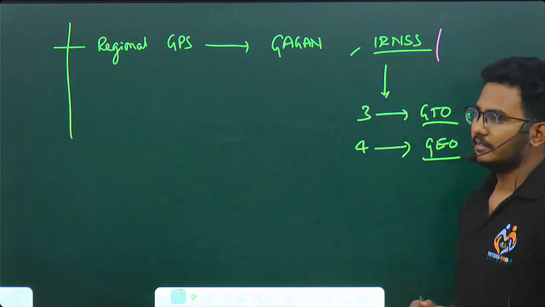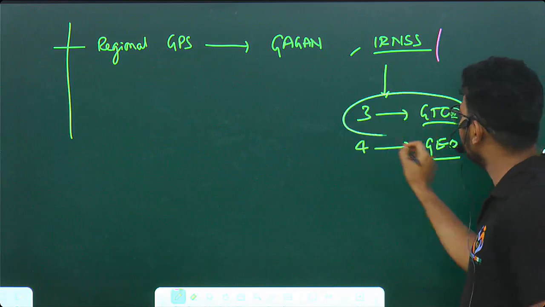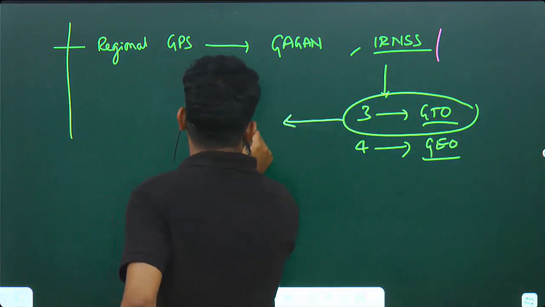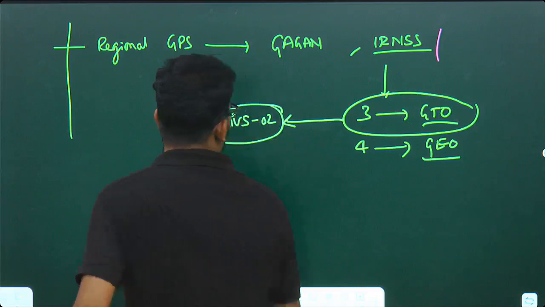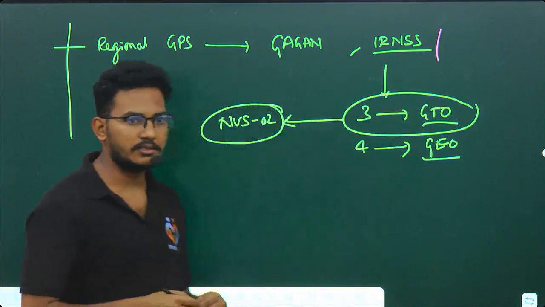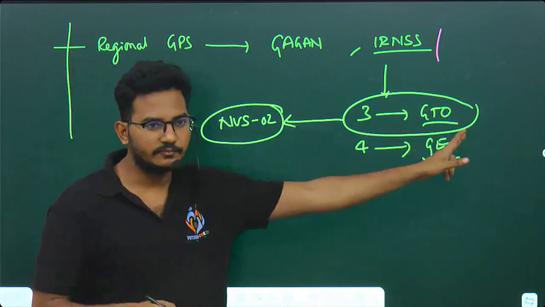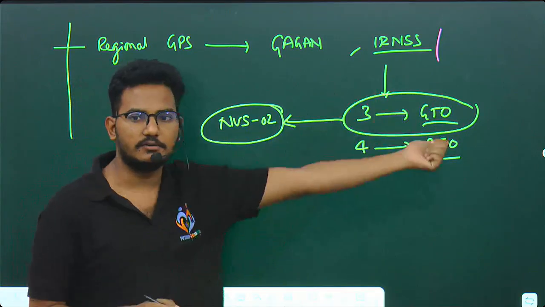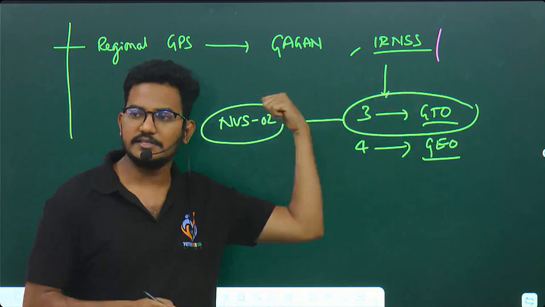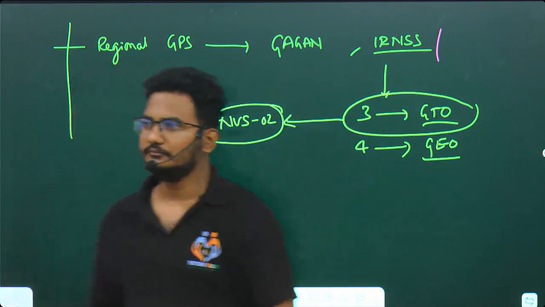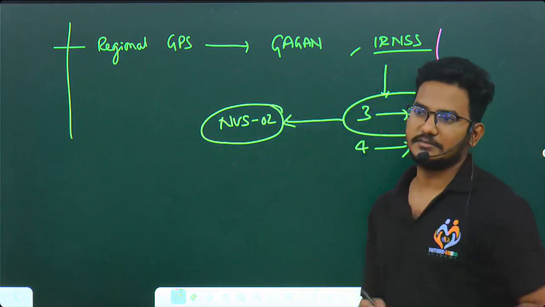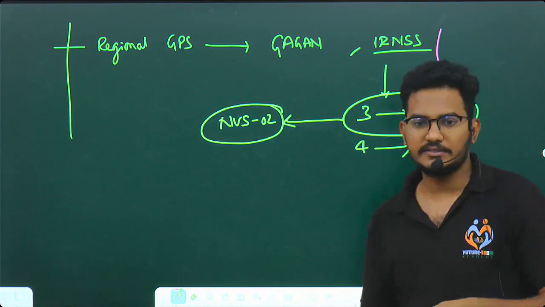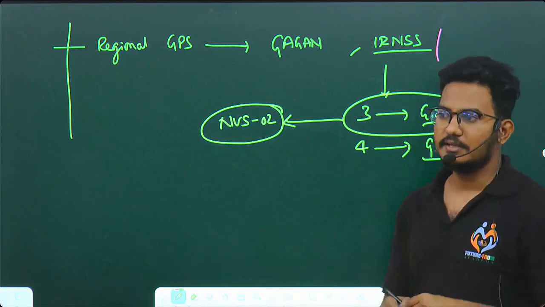Yesterday you have seen a news, right? NVS 02. Already 3 satellites are launched in the GTO, and out of one, they have replaced with NVS 02. So NVS 02 is nothing but part of the Indian NavIC system, the regional navigation system.